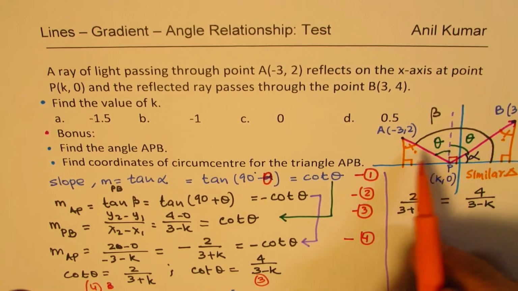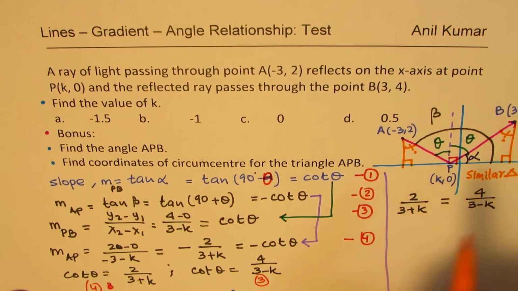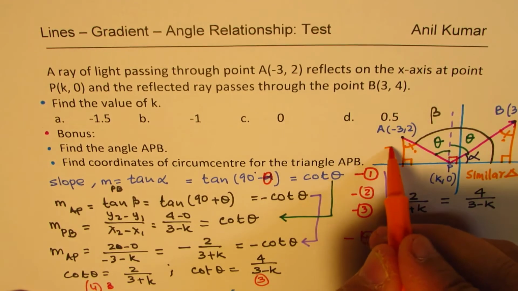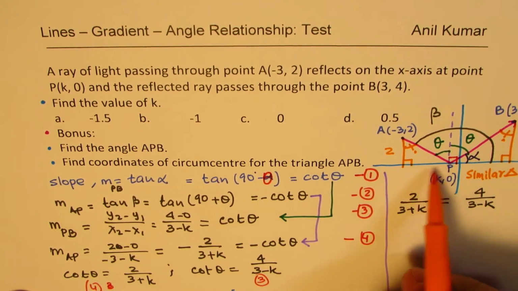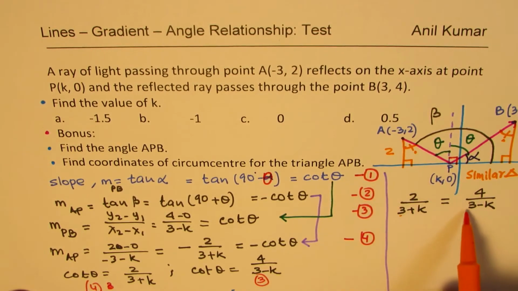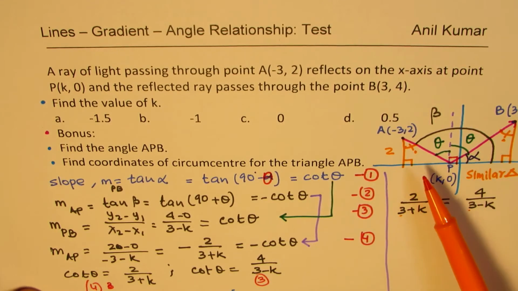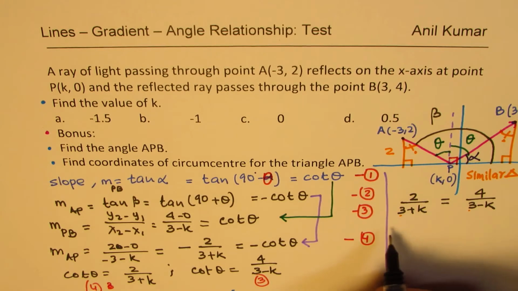So one could have solved this using similar triangles also. So the ratios, which are, this is 2 and this is 4, and this is 3 plus k and 3 minus k. You get those relations straight from similar triangles also, right? Okay. Now, let's cross multiply.